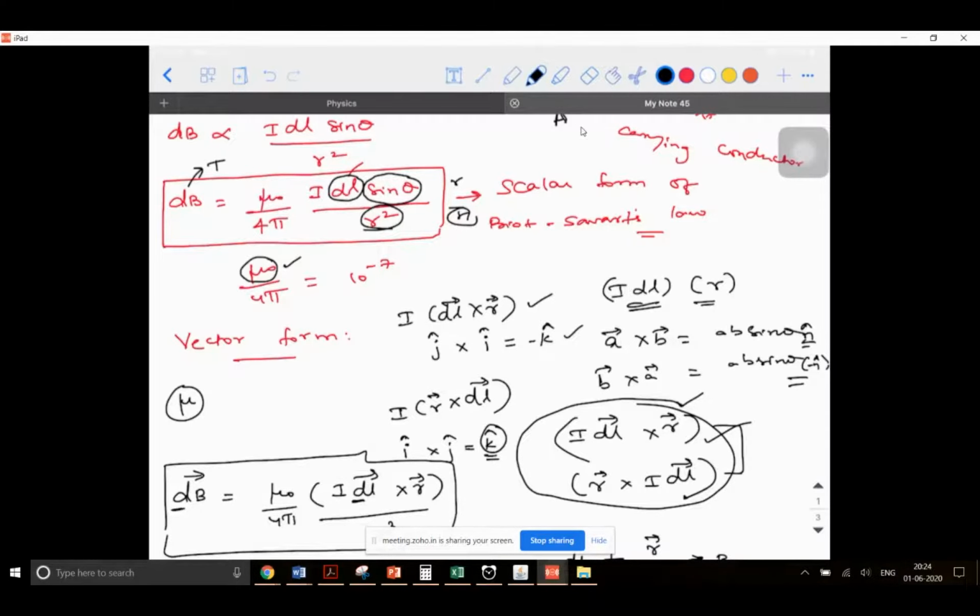I'm just telling you only one thing. The SI unit of magnetic field is Tesla. Tesla is the name of a scientist. That is why if you see the unit, it is written in uppercase. So Tesla. So you know the SI unit of current, you know the SI unit of dl, and r square, sine theta has no units.